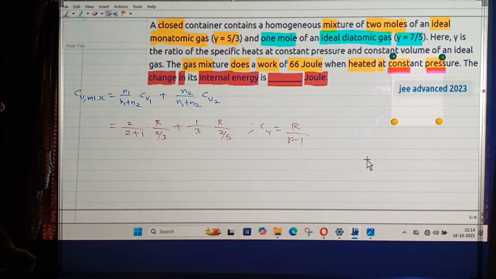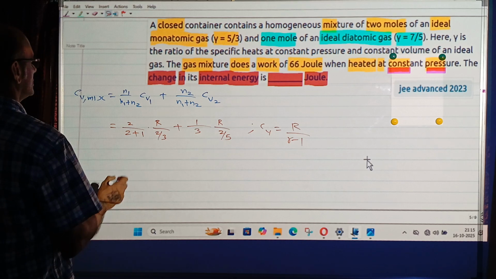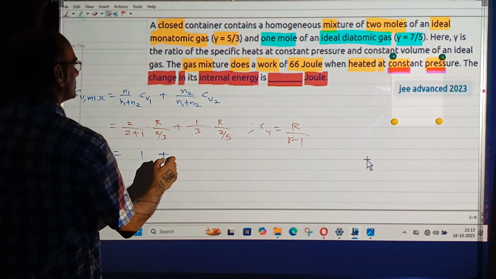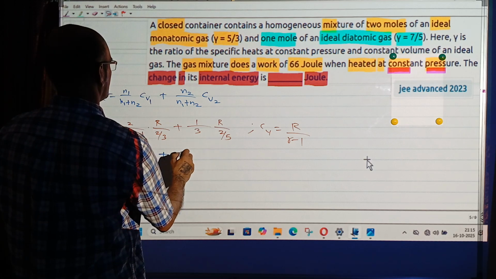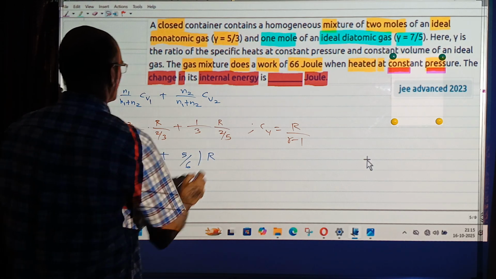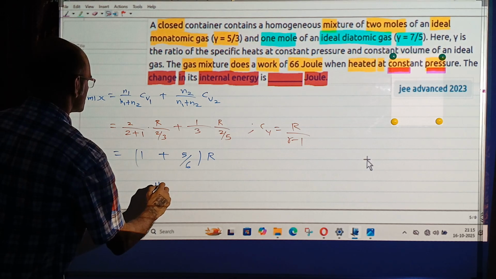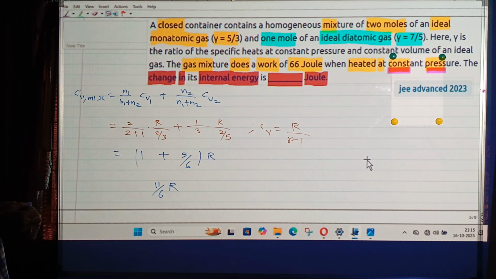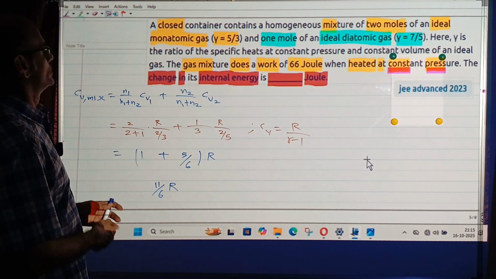So this can be simplified. 3 and 3 will go. So 2 and 2 will go. So this is 1 plus 5 by 6 R. So 11 by 6 R is CV of the mixture. So you have to find the change in internal energy.